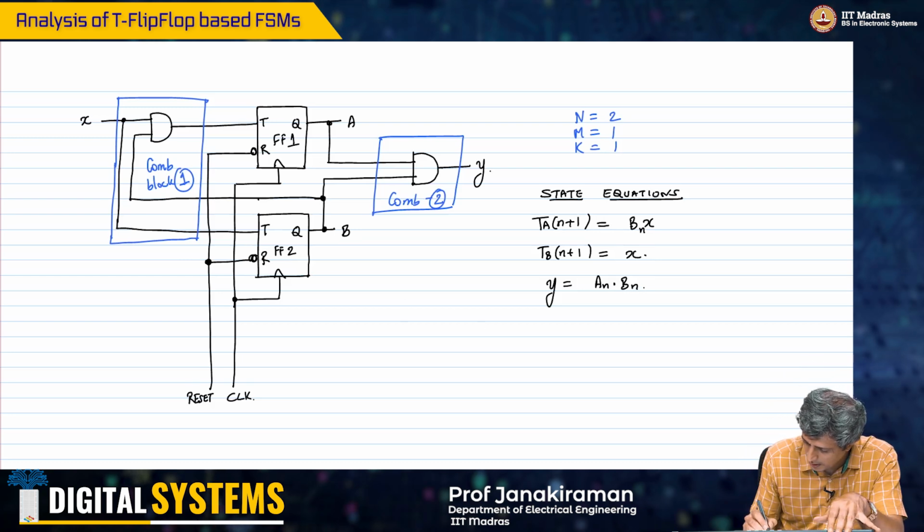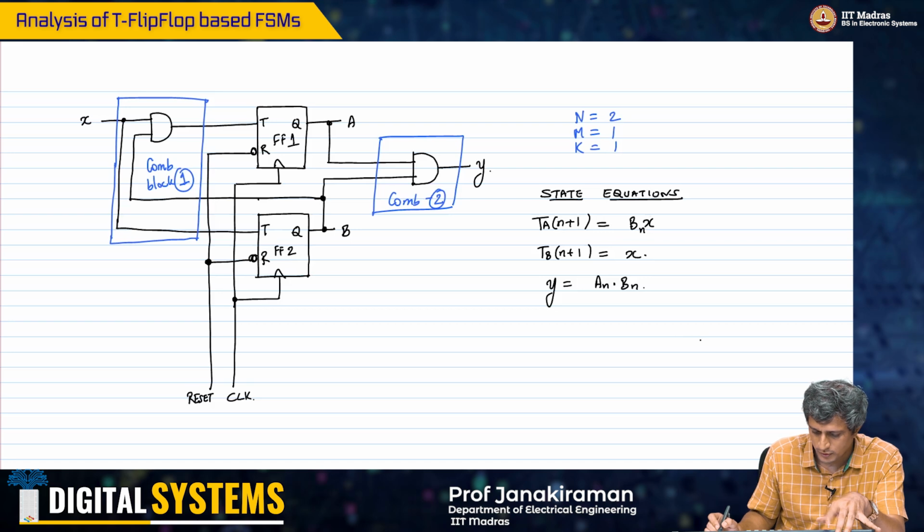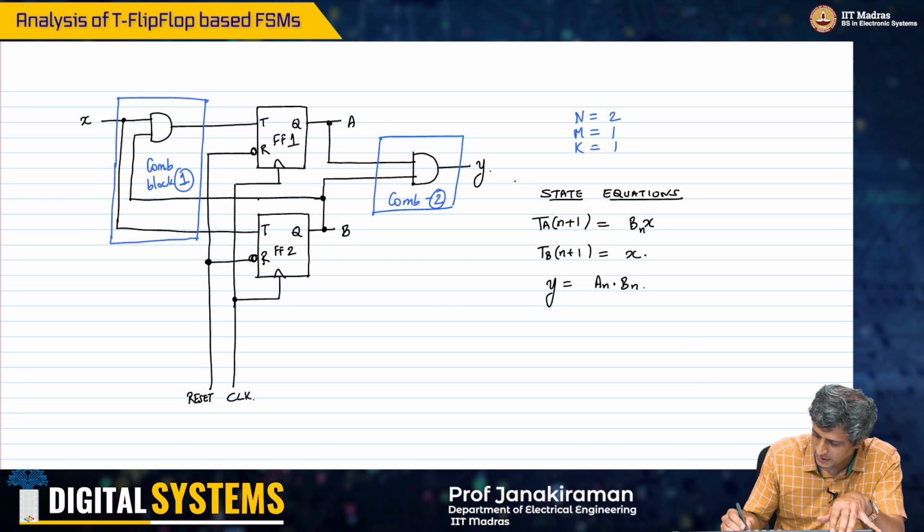These are my state equations, and based on this I can go ahead and generate my state table. Again I have 2 flip-flops and 1 input, and therefore I have to worry about 8 combinations. So I will basically take this to the next page.